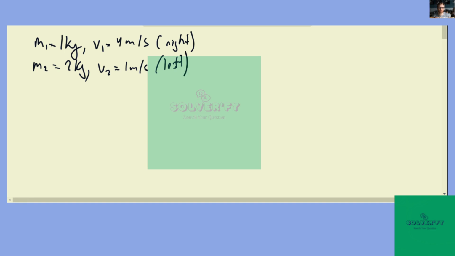After the collision, the block of 1 kilogram is moving to the left with a velocity of u1, 2.67 meters per second. So here we have to determine the speed of the second block. Let's do this.